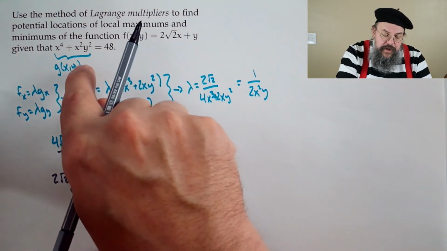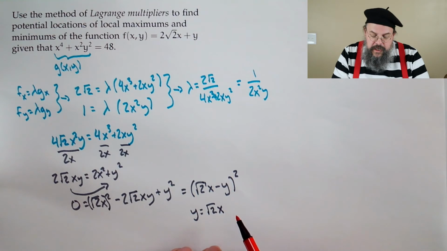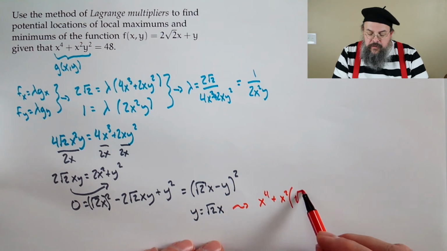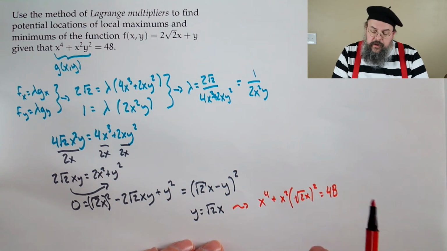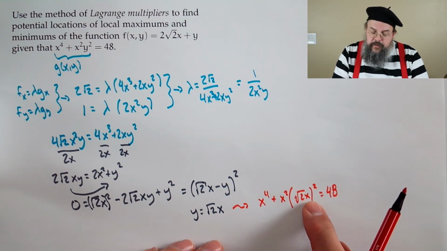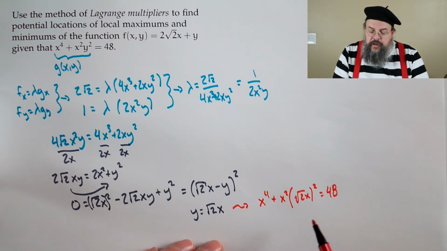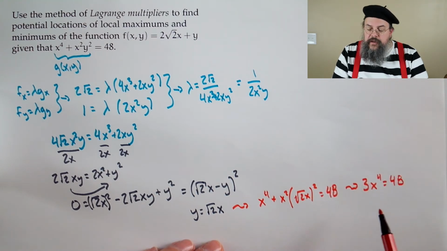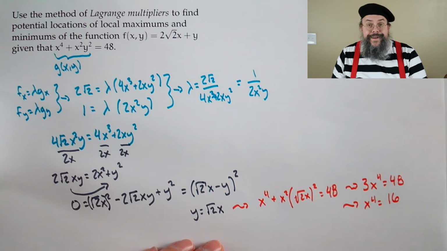Now let's take that and plug it into our constraint. So, what does that say about our constraint? It becomes the following. We get x to the fourth plus x squared times square root of 2x squared equals 48. Well, okay, if we square that, that'll be 2x squared times x squared makes this 2x to the fourth plus another x to the fourth. All right, so 3 times x to the fourth is equal to 48. Divide by 3, we get x to the fourth is equal to 16.